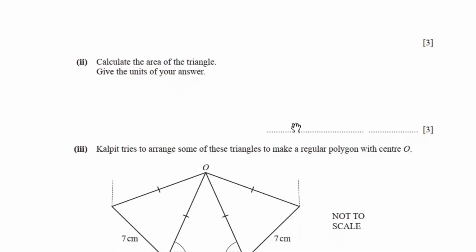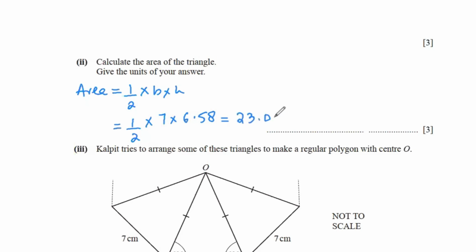Then the second part says, calculate the area of the triangle, give the units of the answer. So area of the triangle would be 1 over 2 times base times height. Base was 7 and height was found to be 6.58. So that equals 23.03 centimeters squared. That is your answer.